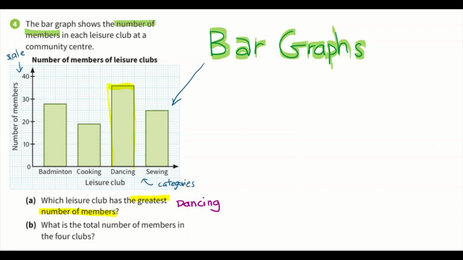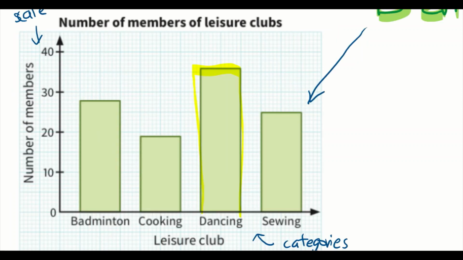The next question is, what is the total number of members in all 4 clubs? For this, we need to count each club individually. If you look closely at the diagram, each small square represents 1 unit, or in this case, 1 member. So for badminton, it has 28 members. For cooking, they have 19 members. For dancing, the number is 36. And for sewing, the number is 25.